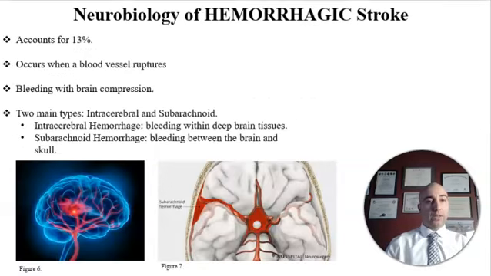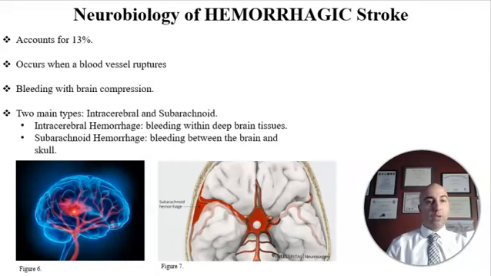On the other hand, hemorrhagic stroke is responsible for about 13% of all strokes. It occurs when a blood vessel ruptures within the brain, leading to brain compression. There are two main types of hemorrhagic stroke: intracerebral hemorrhage and subarachnoid hemorrhage. Intracerebral hemorrhage is bleeding within deep brain tissues. Subarachnoid hemorrhage is bleeding between the brain and the skull.